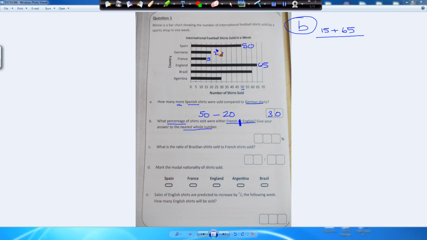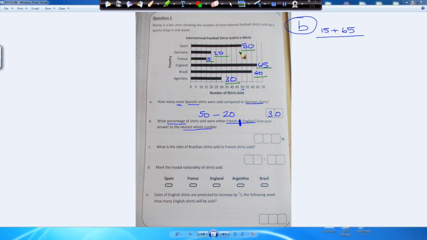Right, let's have Iman. Iman, can you give me the Brazil value? 60. And let's have Uzma, the Argentinian value? 30. Right, let's add these numbers up now. We've got to do 50, add 20, add 15, add 65, add 60, add 30. If you can see, we do them mentally.